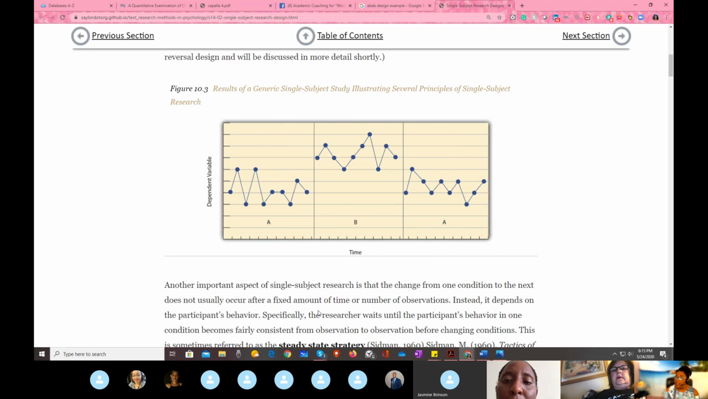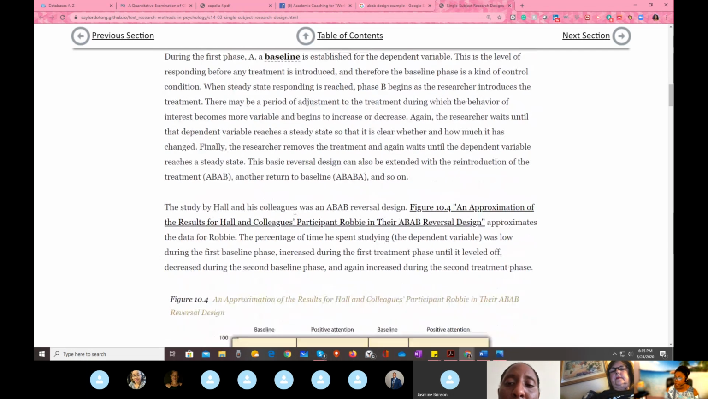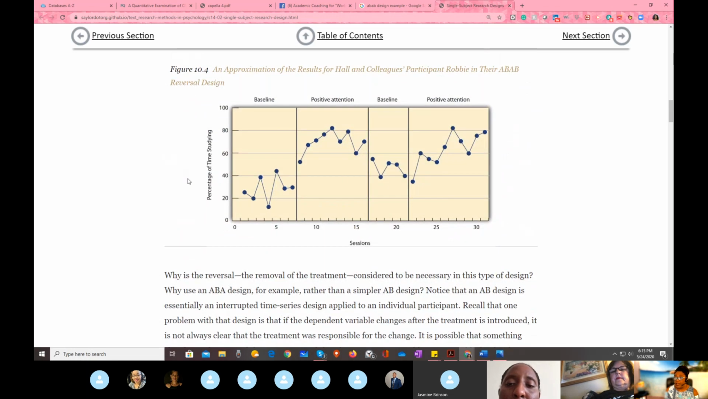The problem with that is I haven't replicated. I don't know if it really was my intervention. It might have been something else that helped Johnny behave. So then I go back and I'm going to repeat it. So that's an ABAB design.